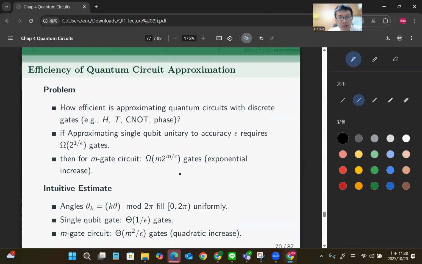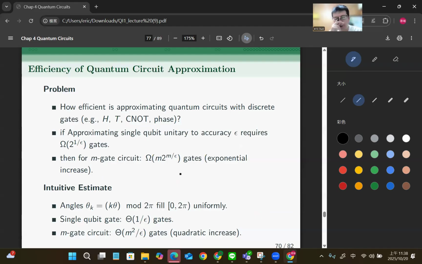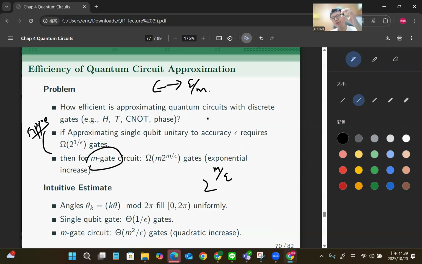Okay. So we can summarize this section by asking about the so-called efficiency of quantum circuit approximation. How efficient is it to approximate a quantum circuit with a discrete gate set? Here is an example. Suppose we know that approximating an arbitrary single qubit gate to accuracy epsilon requires 2 to the 1 over epsilon gates. Then for m gates, we need to remember that epsilon goes to epsilon divided by m. So we get 2 to the m divided by epsilon, but we have m of them, so there's an extra m here. So we will need m times 2 to the m divided by epsilon.